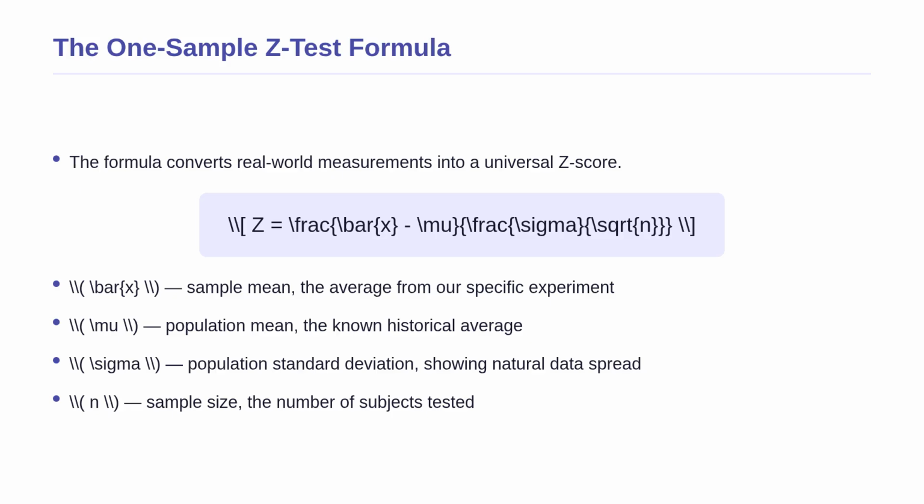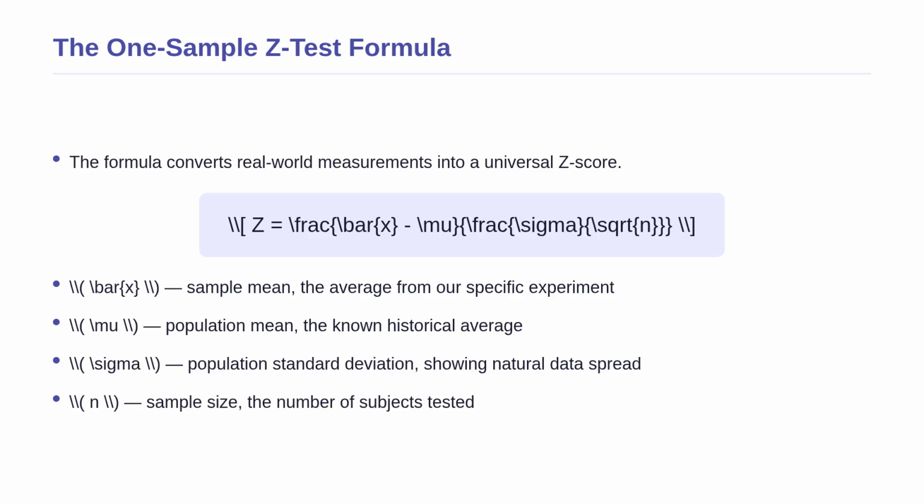Now that we know why it is used, let us look at the mathematics. To figure out if our sample is truly different, we calculate the z-statistic. This formula compares the difference between our sample and the population, and then scales that difference based on how spread out the data naturally is.